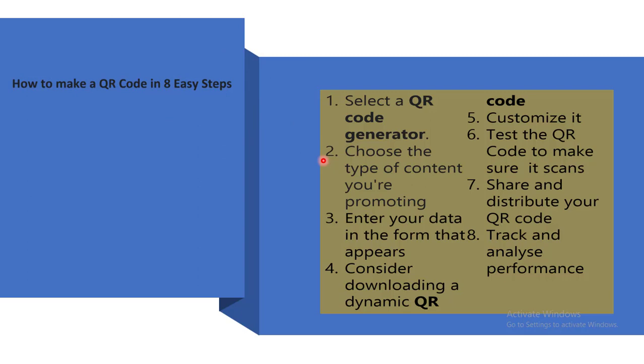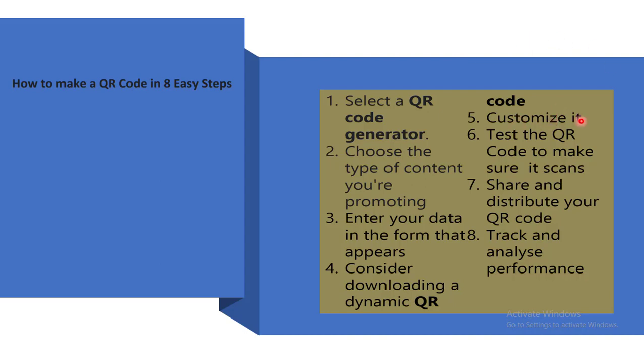What are the steps that are required to create a QR code? You have to select the code generator. You have to choose the type of content you want to encode. You have to enter the data in the form that appears. Then a QR code is automatically generated. Then you need to download it. When you download it, you can customize it.